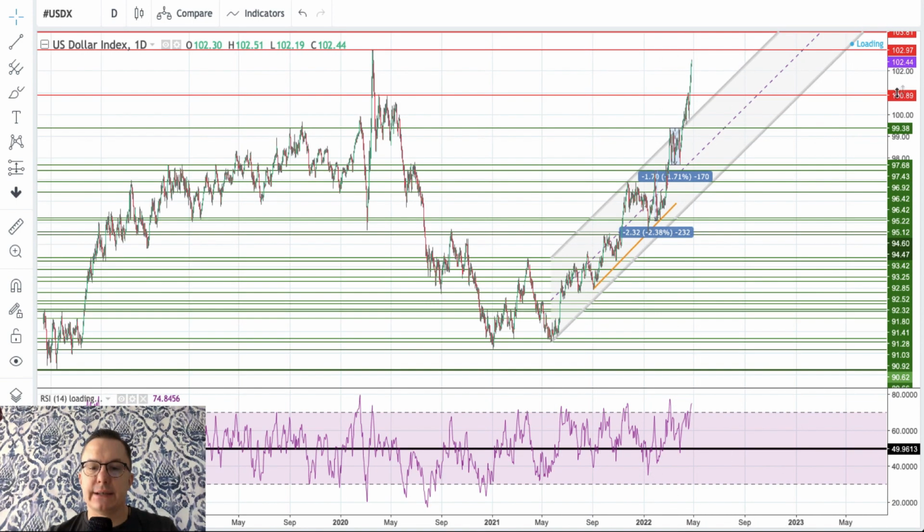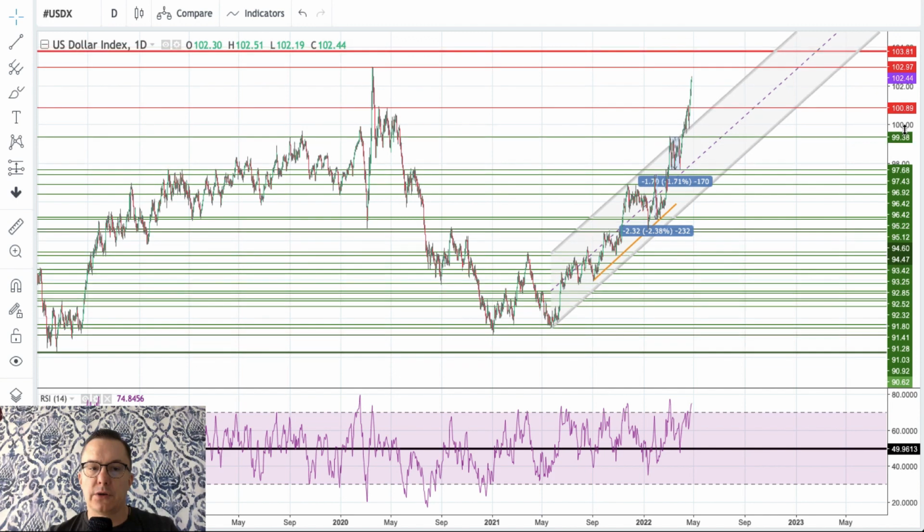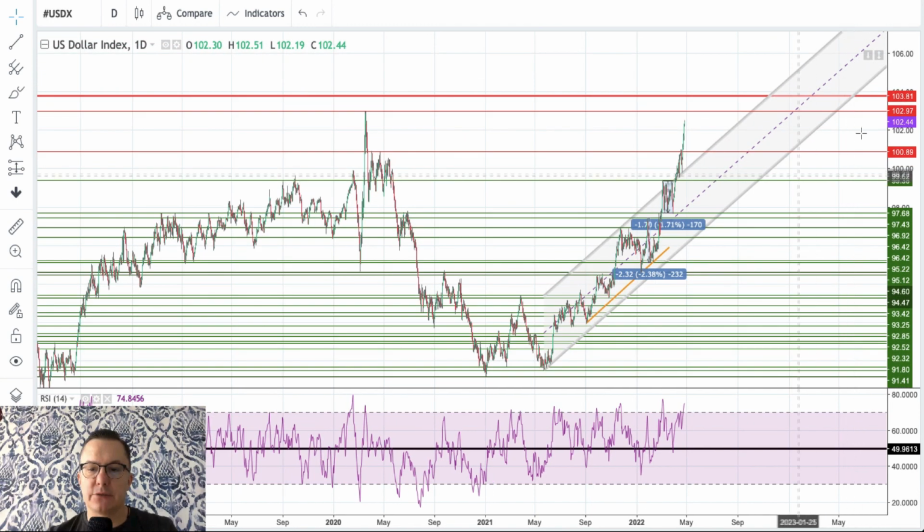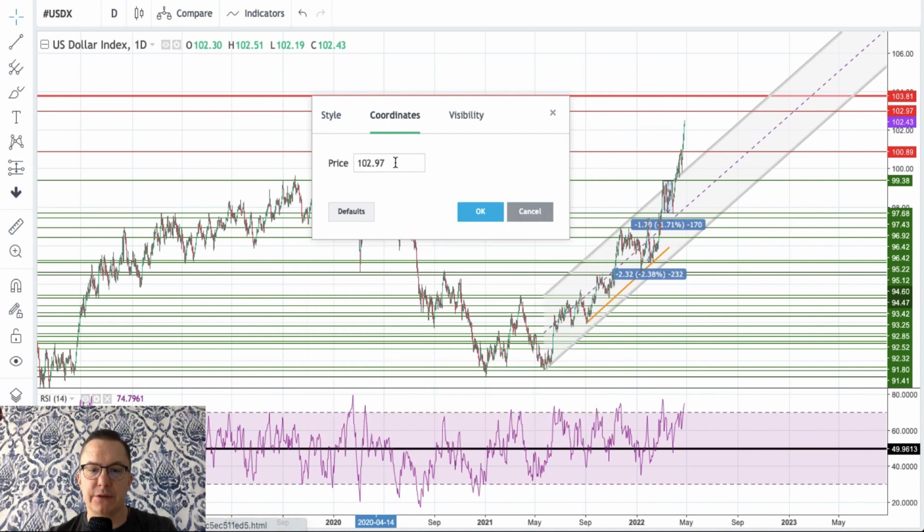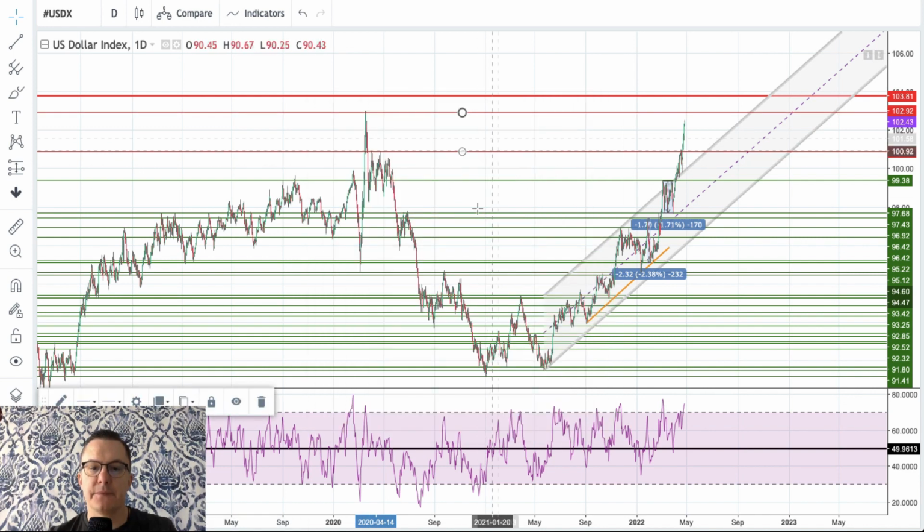And as you can see, the long-term chart is showing us that we broke out, tested, and then continued to move higher from this ascending channel. We are approaching the high of the post-COVID panic. This is the time when everyone was buying US dollar. 102.97 is this level here. Is this the high? Apparently it's 102.92. There you go. So this is the high.